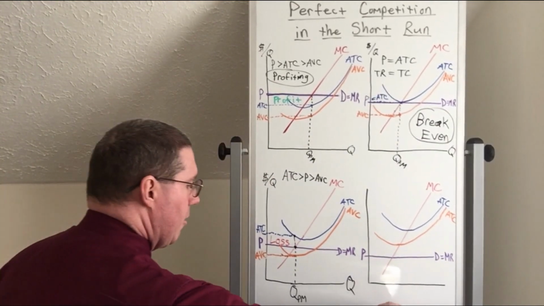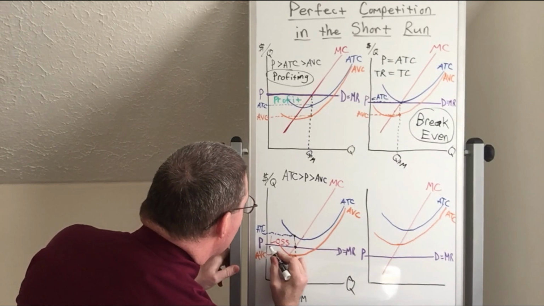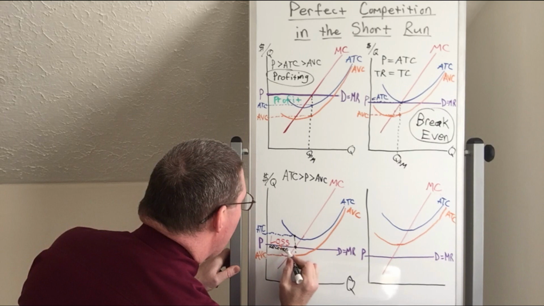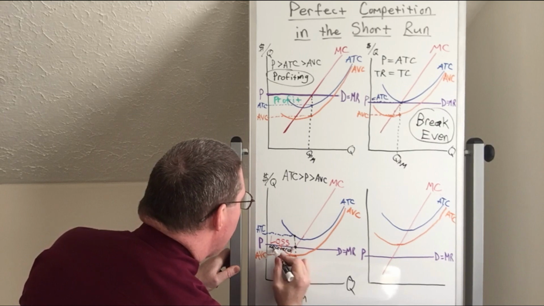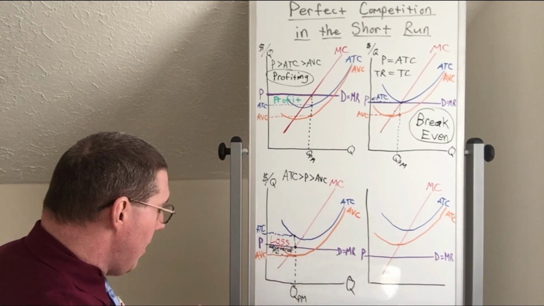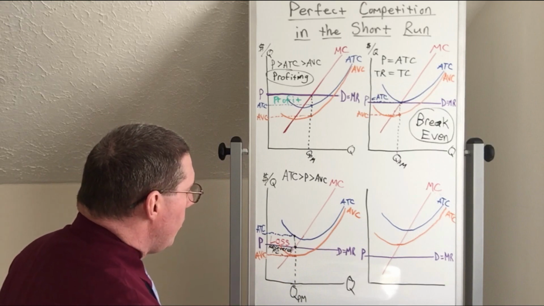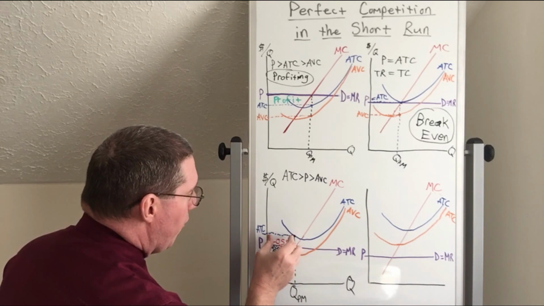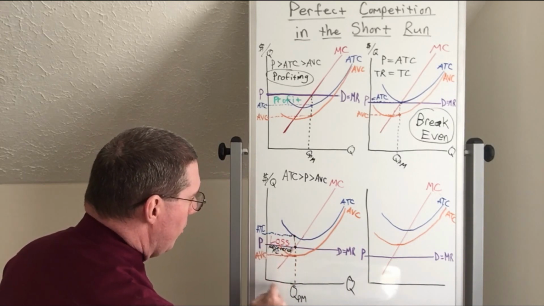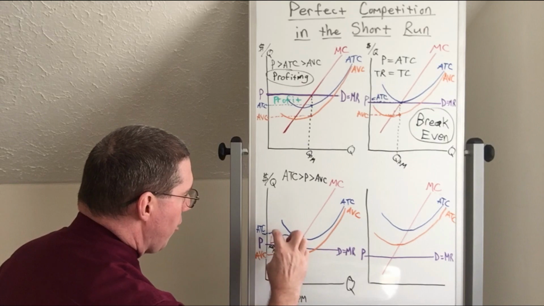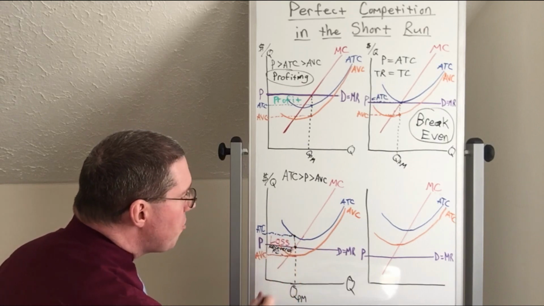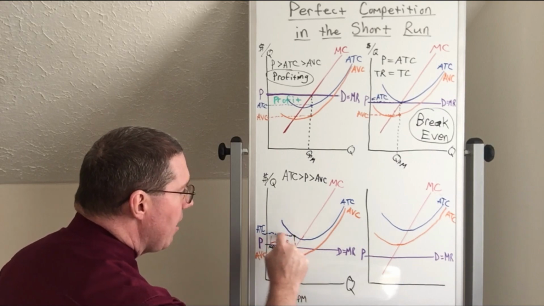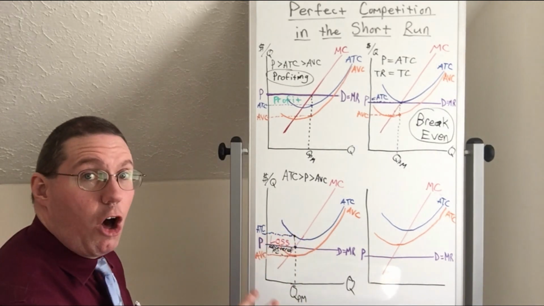So I'm going to put that in here. Right here we have recovered fixed costs. Now, we are losing some on our fixed costs here. So here's our variable costs. Here's our fixed costs. If we choose to shut down, we're not going to produce anything, and we will have to pay the entire rectangle of fixed costs.